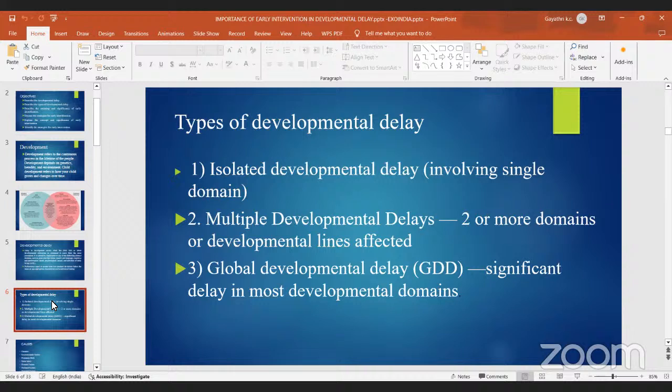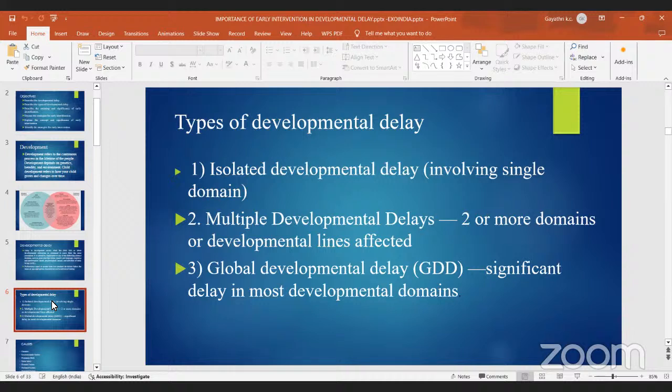Second is the multiple developmental delay. What is meant by multiple developmental delay? It's when more than 2 or 3 developmental domains have abnormalities. That will come under the multiple developmental delay.